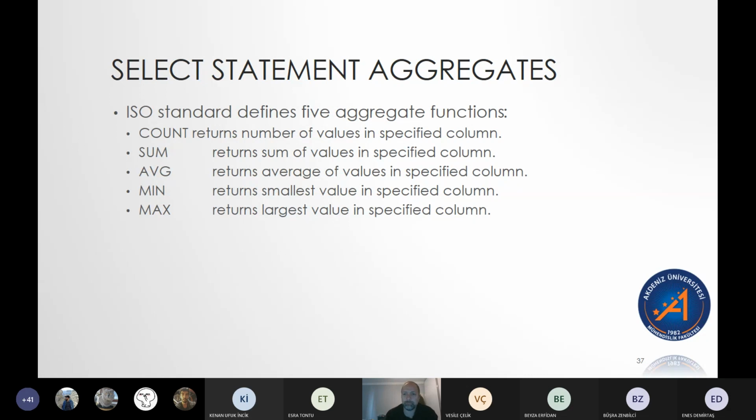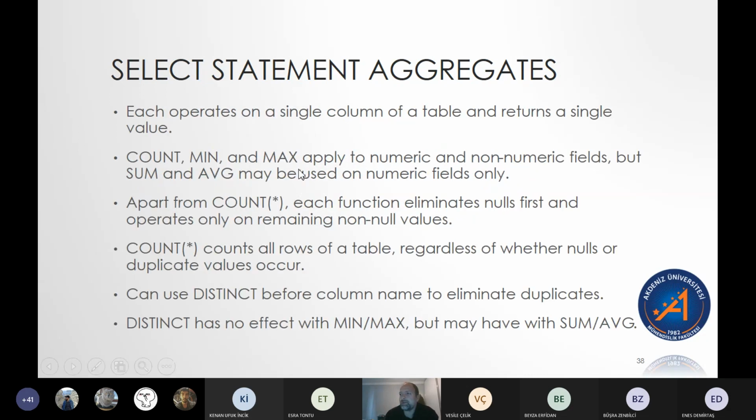Okay. Now, count, min, and max, we can use those on any field, basically any type of field. Non-numeric, numeric, doesn't matter.